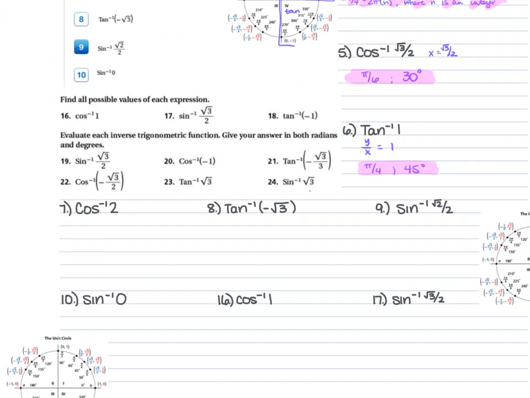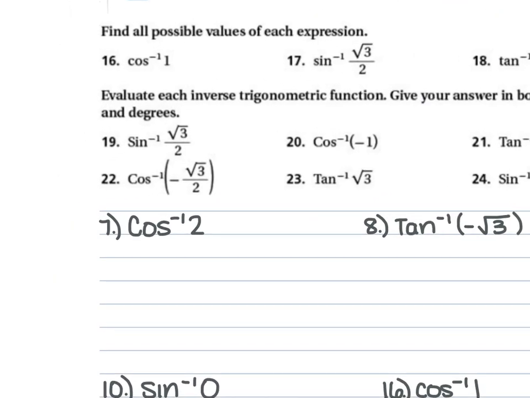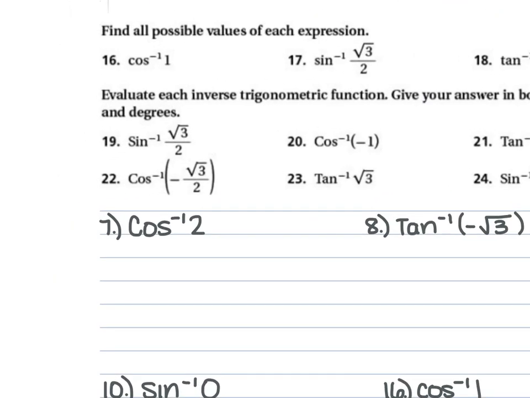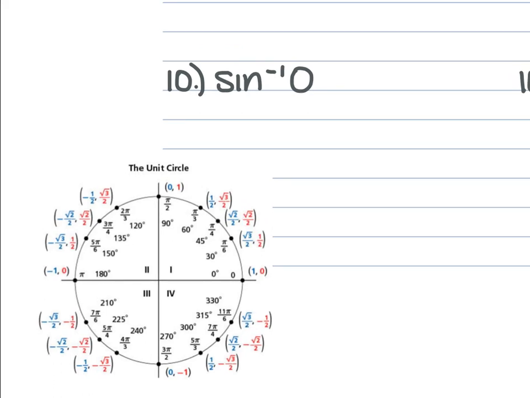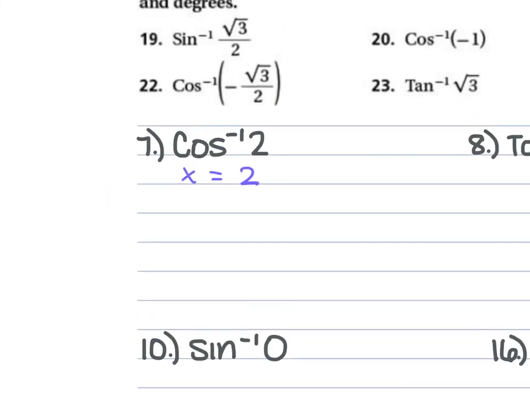For 7, we're working with the inverse of cosine of 2. Well, cosine is x, and x is 2. Well, if we look at our unit circle, there is nowhere where x is 2, so this is undefined.